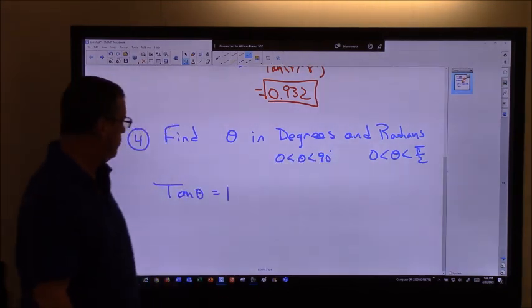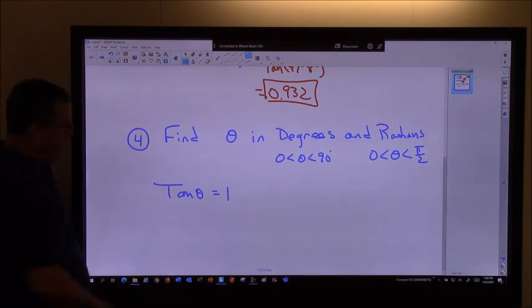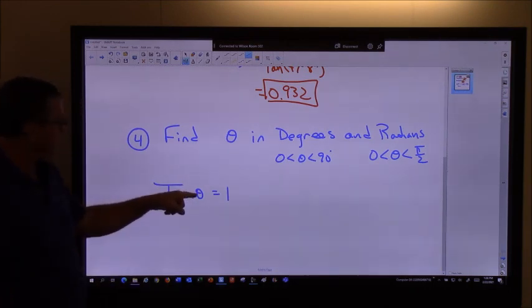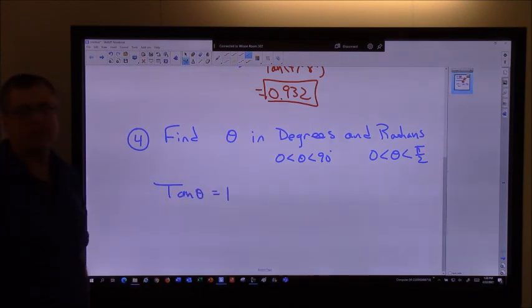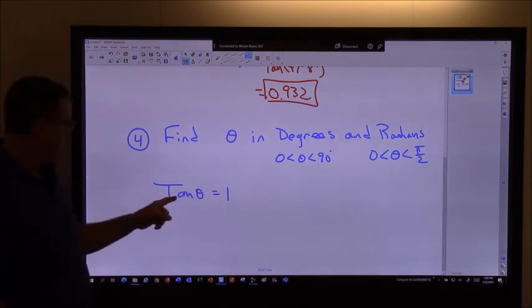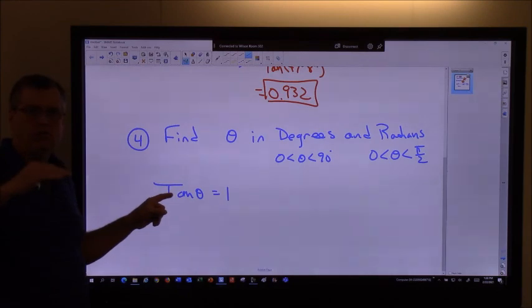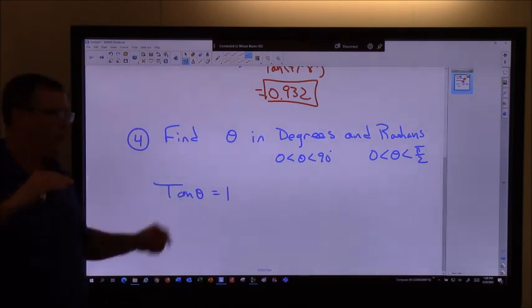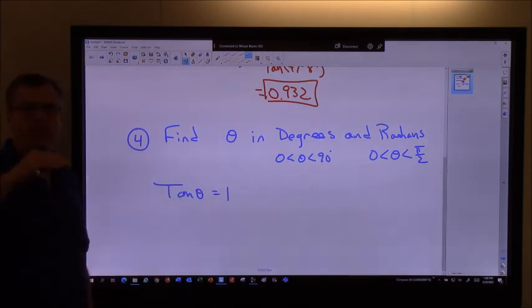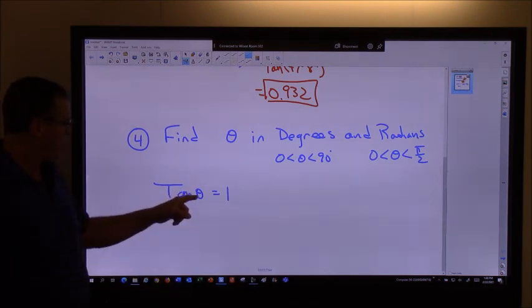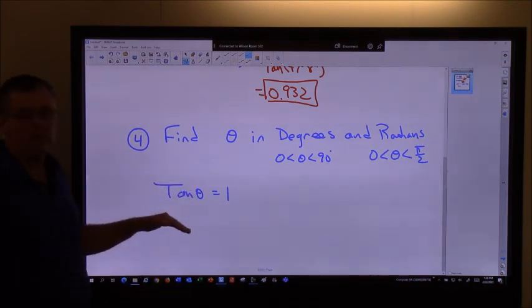And same thing over here. So we're just really asking, you know, what angle would you plug in there so that when you do the tangent, you're going to get 1 for an answer. Now, I know tangent is sine over cosine. The only way you get 1 is if both top and bottom are the same. So really we're saying at what angle would sine and cosine be the same?